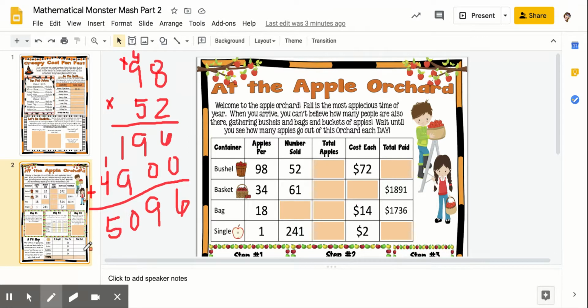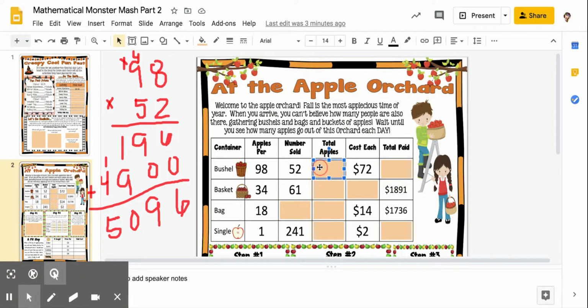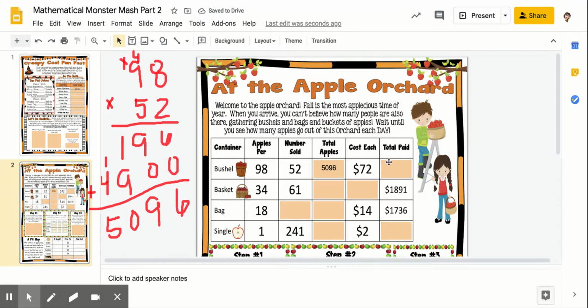And end up with 5,096 total apples. So 5,096 total apples, right? And then the cost of each, that would be the cost of each bushel, right? So I would multiply $72 times the number of bushels sold, which would be 52. So I do 52 times 72, and that would give me my total paid right here.